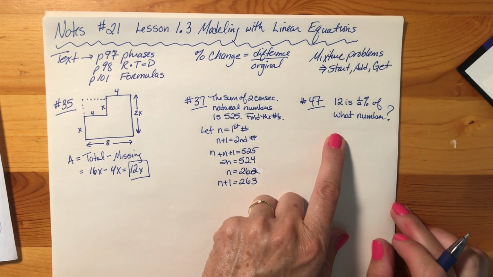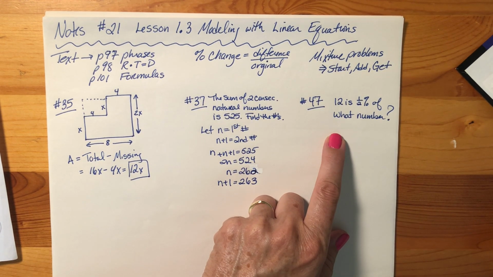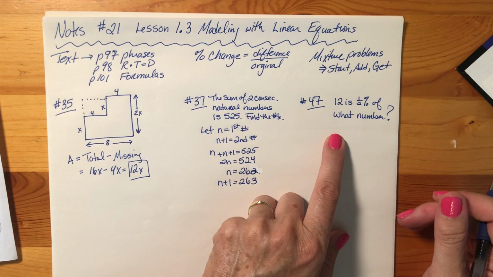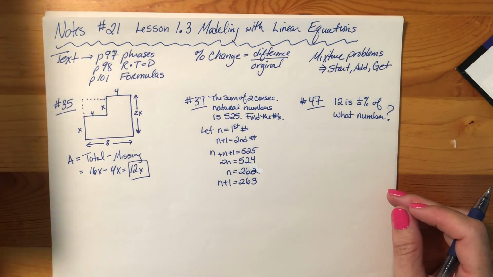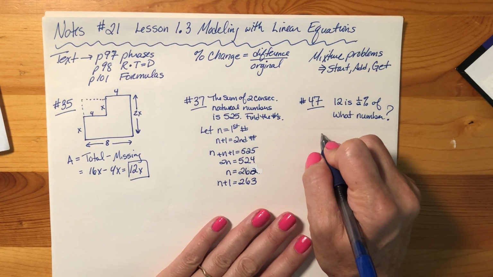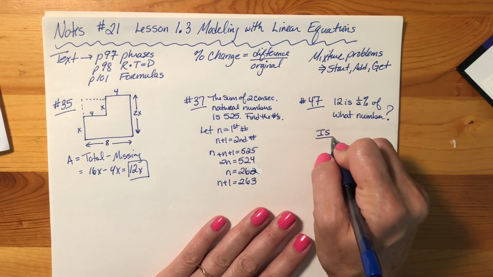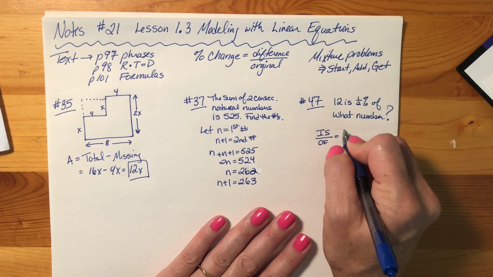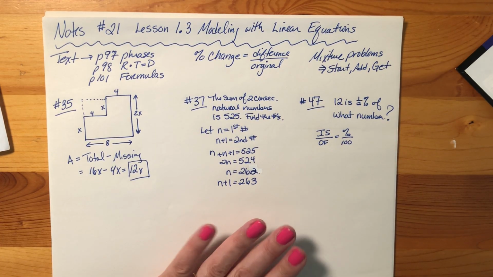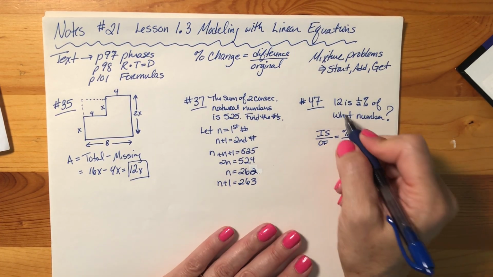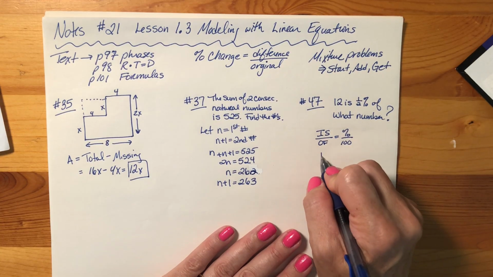Number 47 here in your textbook is going to ask you to, let's see, it says 12 is 1/2% of what number? So I like to kick it back to the old days. Remember back in pre-algebra you did is over of is equal to percent over 100. And that's just such a great formula to use because it works every single time. It says 12 is, so your is here is 12.